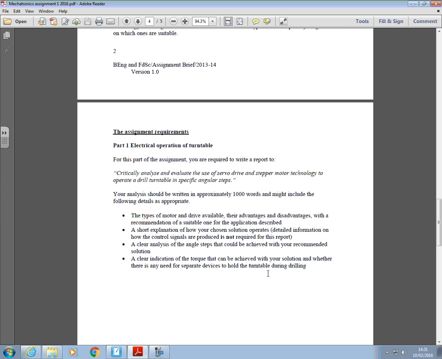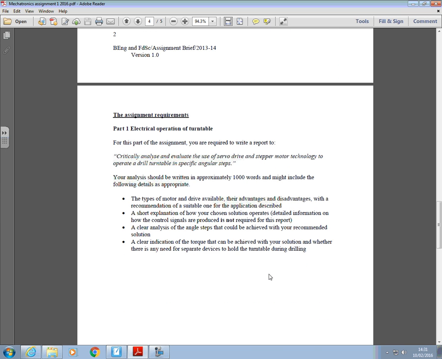So, assignment requirements. Two parts. Part 1, electrical operation of the turntable. For this part, you're writing a report to critically analyse and evaluate the use of servo drive and stepper motor technology to operate the drill turntable in specific angular steps. Your analysis should be written in approximately 1,000 words.